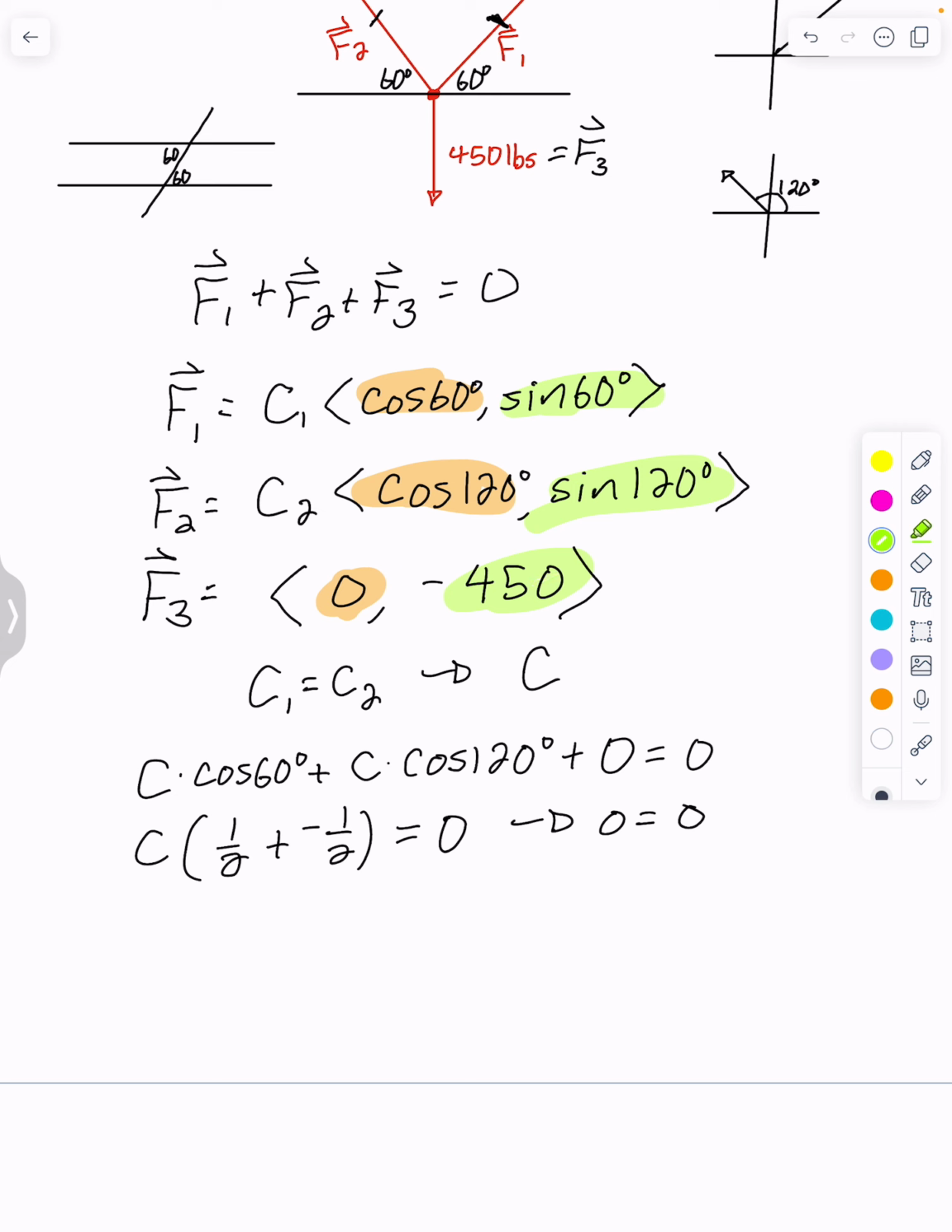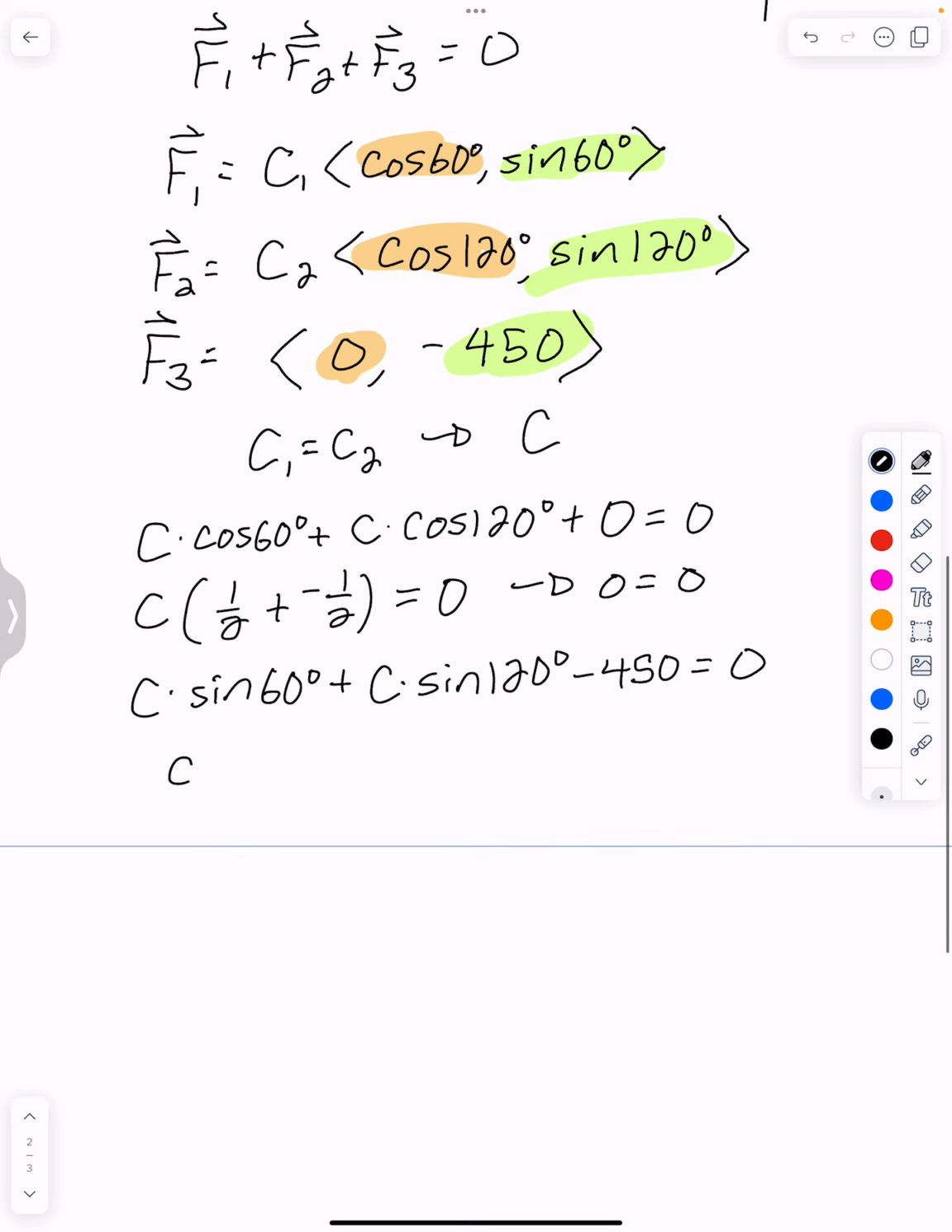So now, instead of doing the x's, I'm going to add the y's together, and I still got to put the C's. So I get C sine of 60 degrees plus C sine of 120 degrees minus 450, these are my y's, equals 0. Now I'm going to factor that C out.